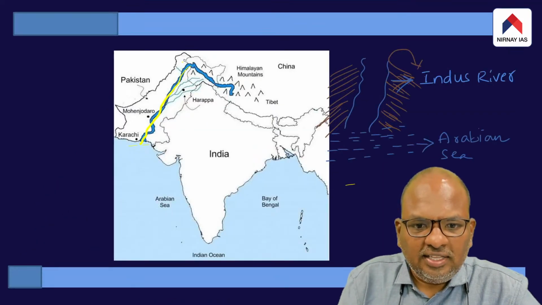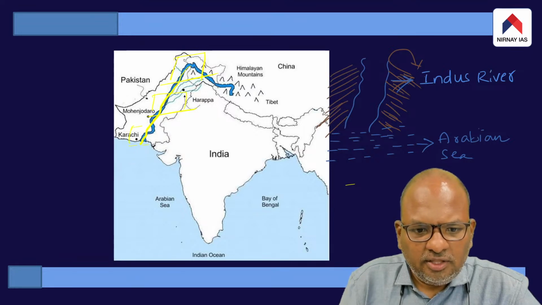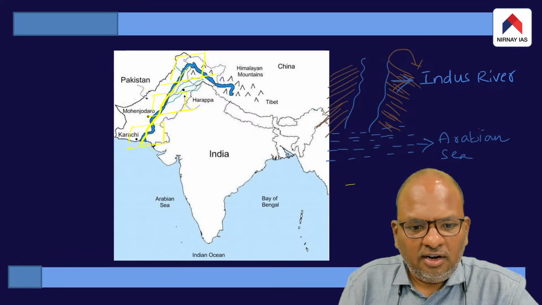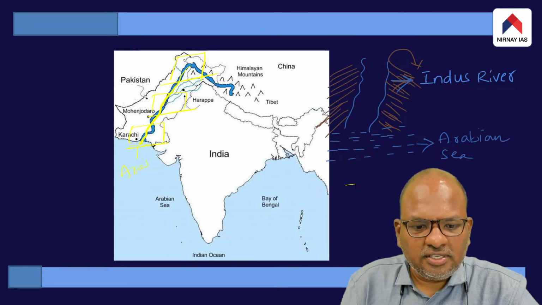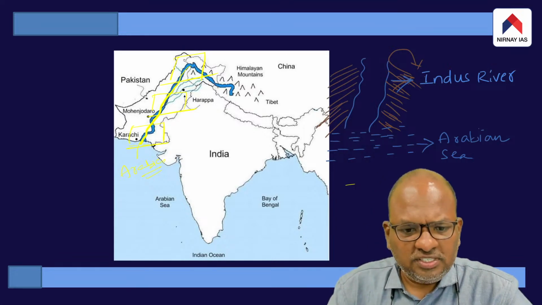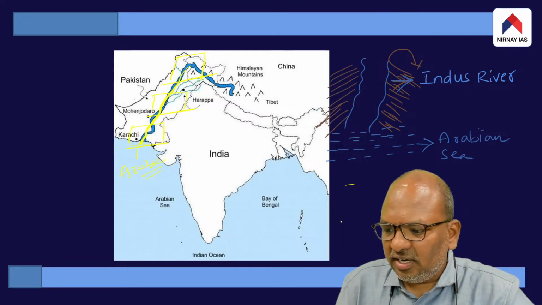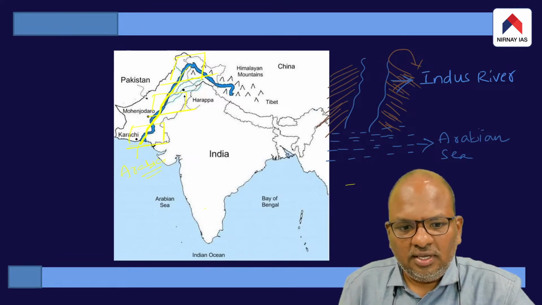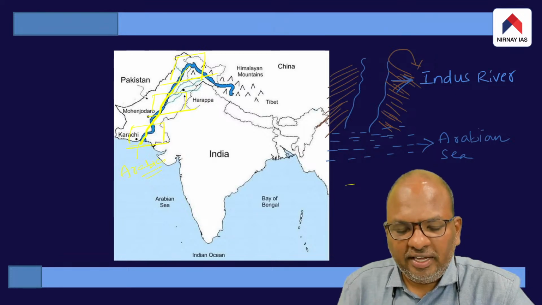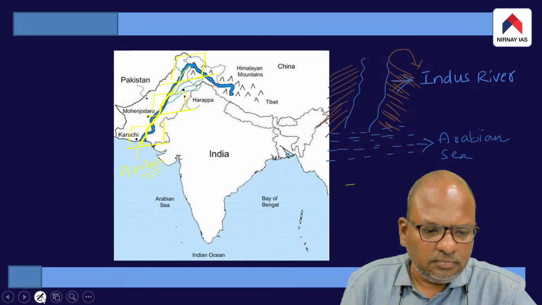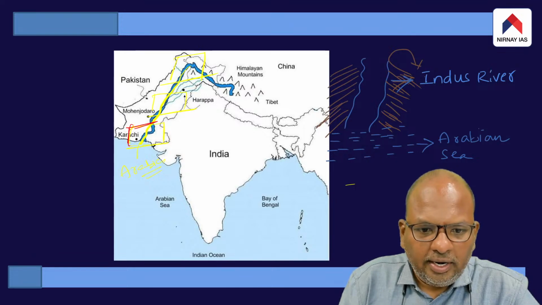Take a look at this picture. These are the upper reaches of Indus. These are the middle reaches of Indus. These are the lower reaches of Indus, the region where the river finally merges with the sea. This is the Arabian Sea. Raikes argued that the Indus region is earthquake-prone, and therefore due to frequent earthquakes, there was a rise in the level of floodplains in the lower Indus region. This is the lower Indus region.